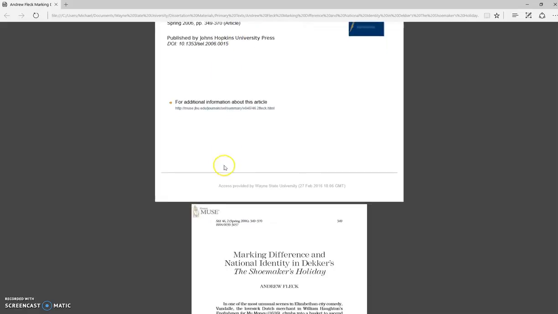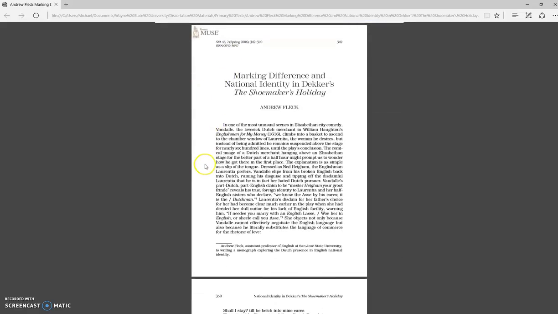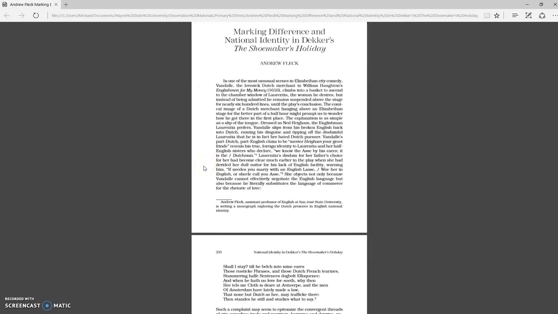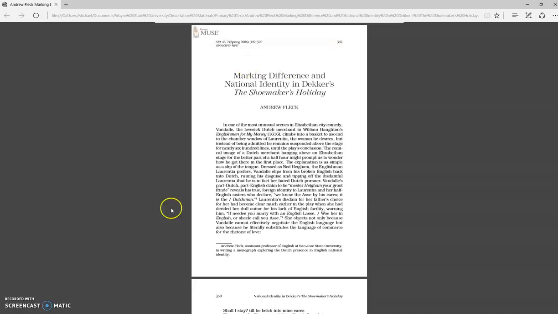Okay. So let's take a look at the actual article itself to see if we can pull some of the things out of it. Now, one of the things that I want to stress to you guys as you're working through Project 2 is that we're not really concerned about what Andrew Fleck, for instance, is saying here.